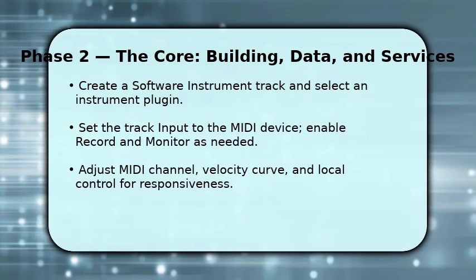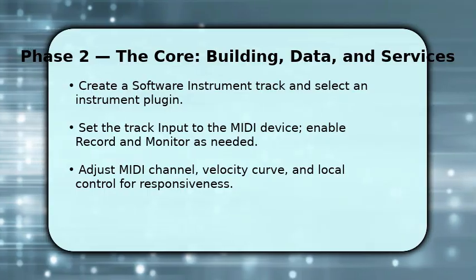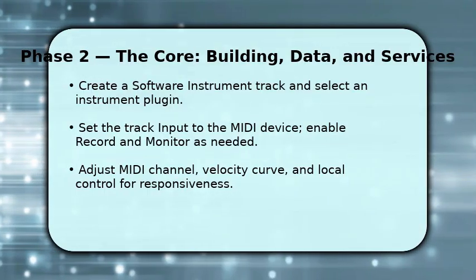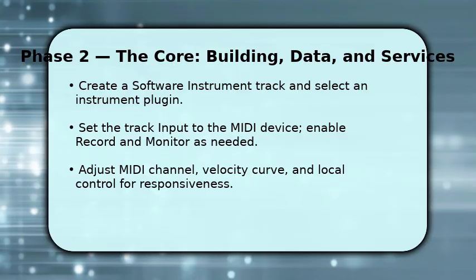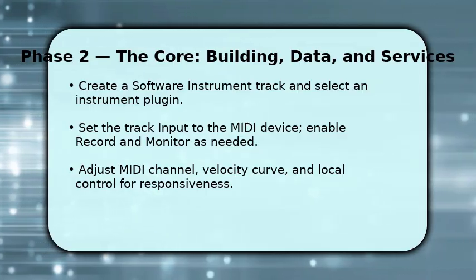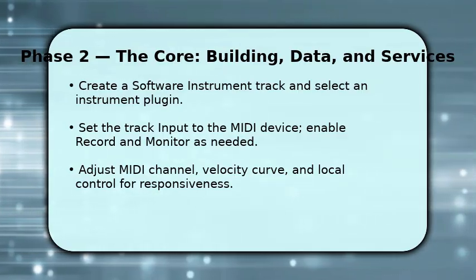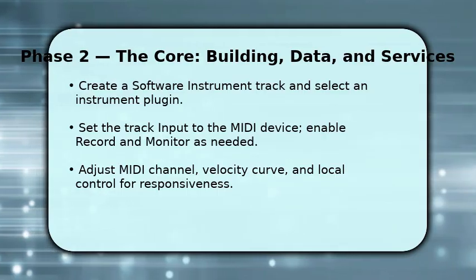With the device recognized, create a software instrument track and pick the plugin you'll play. Now set the track's input to the keyboard. Choose the correct MIDI channel if the keyboard transmits on a specific one. Enable input monitoring to hear sounds while you play, and arm the track to record.